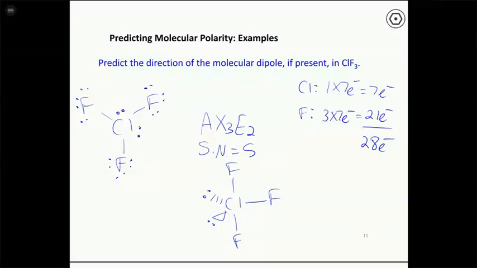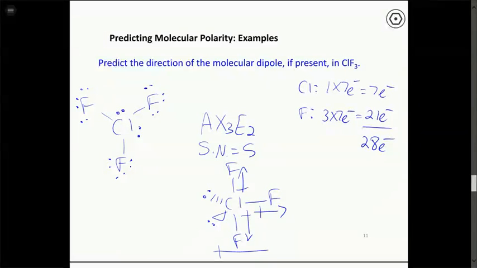And then we want to know if this is polar or not. So if we look at the T-shaped geometry, we have these 2 dipoles, assuming a perfect T-shaped geometry, are going to cancel each other out. So this bond dipole points straight up, this one points straight down. So those cancel each other out, but we still have then this one that goes left to right. So we're going to have a net molecular dipole from left to right, and this will be then a polar molecule. And again, we probably wouldn't ask you about the direction of the dipole, but that's the direction it's going to go.